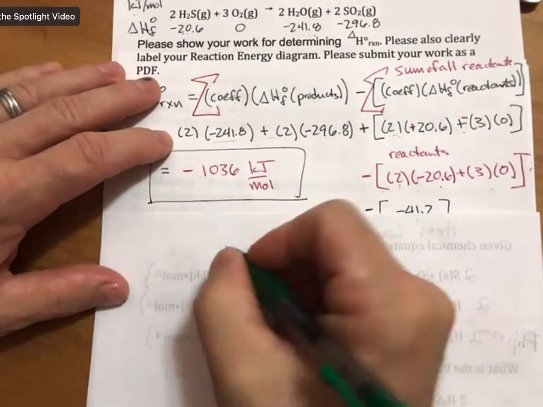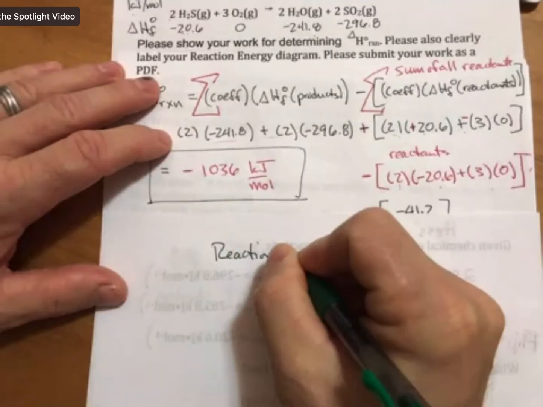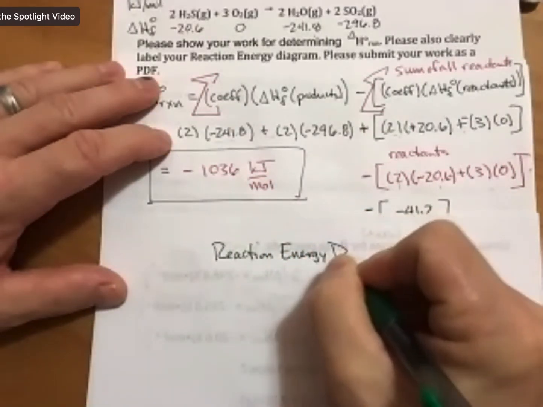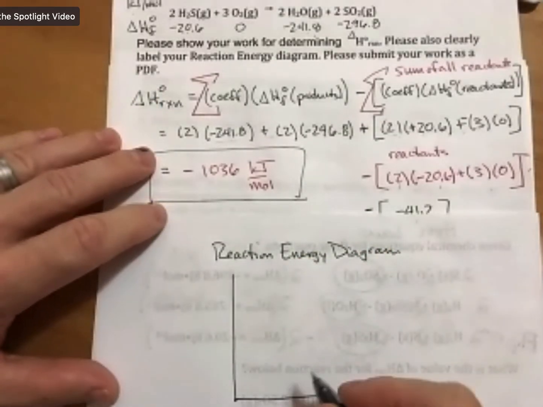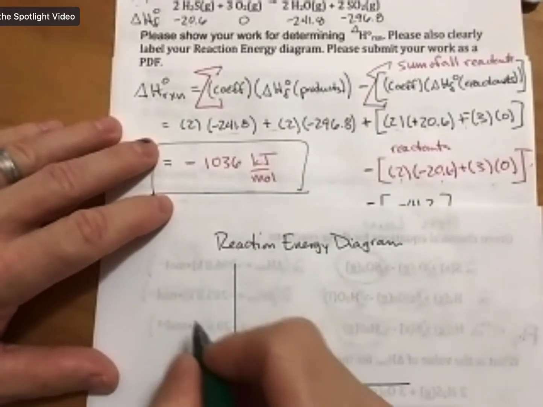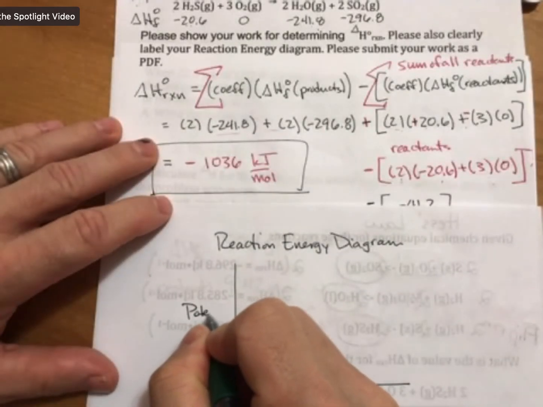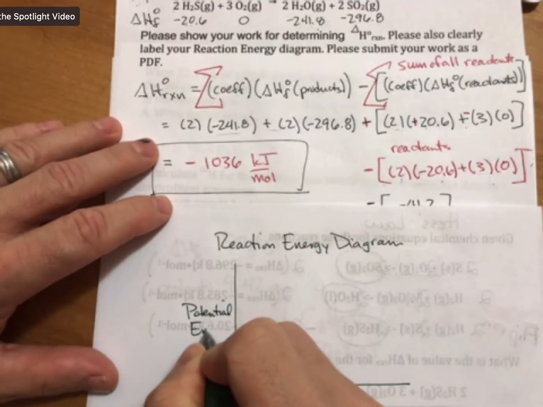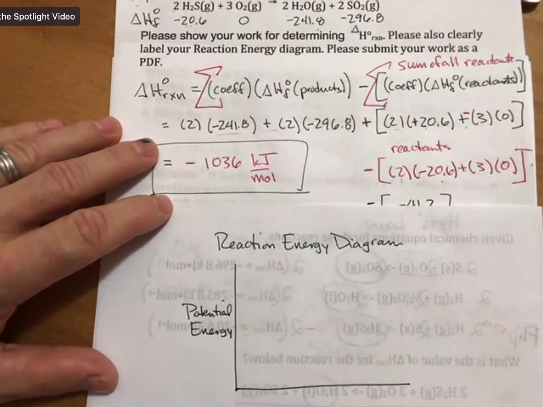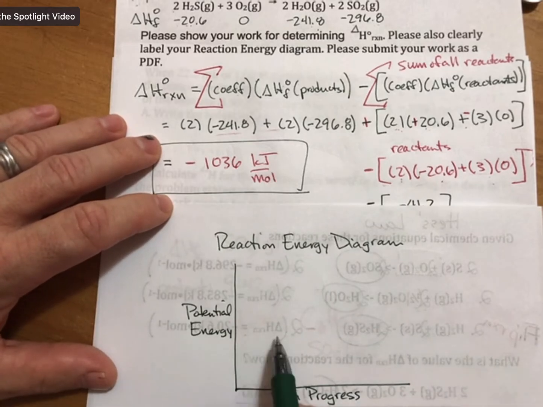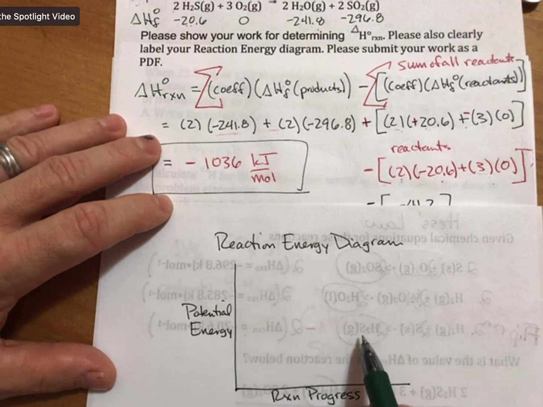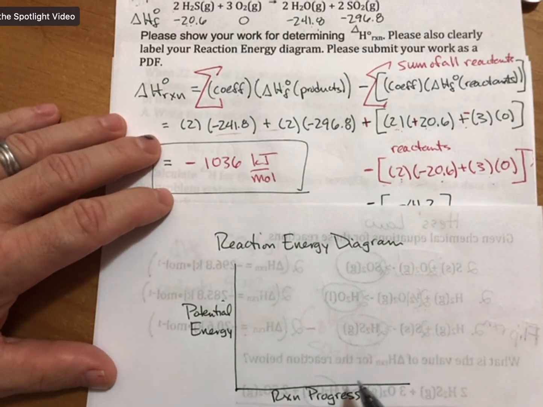So a reaction energy diagram is a little plot, and on the y-axis we have potential energy, and on the x-axis we have reaction progress. All reaction progress means is that on the left are going to be reactants, and on the right are going to be products. As you move from left to right, the reaction goes from reactants to products.